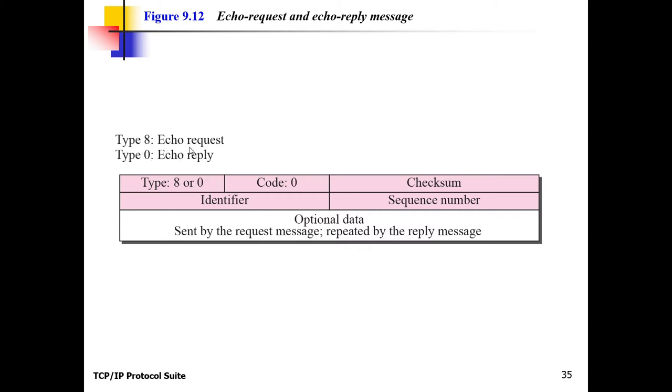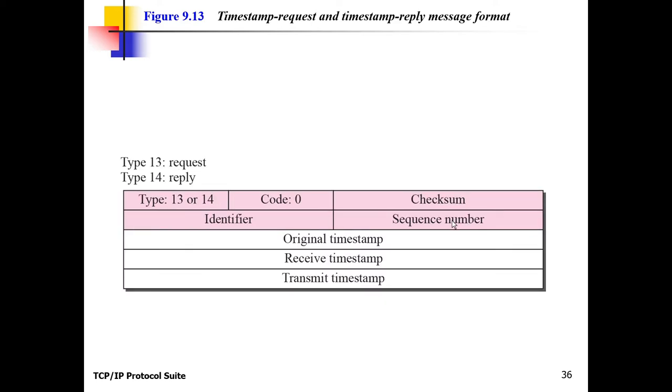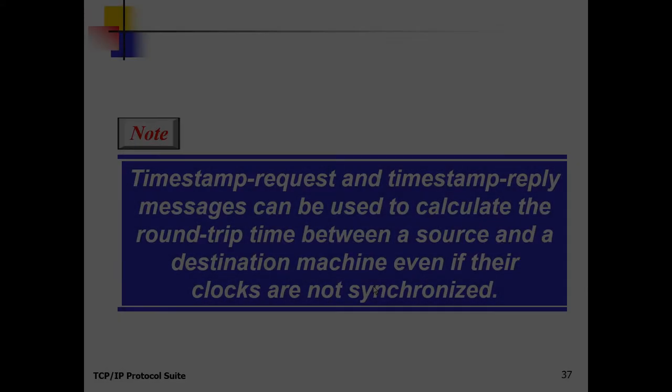So the type is 8 or 0. 8 is for the echo request, and 0 is for the echo reply, all right? And there's an identifier and the sequence number. So sequence number 1, 2, 3, 4, and so on and so forth. Also it could be used for timestamp request and timestamp reply. So here, a request for the timestamp: original timestamp, receive timestamp, and transmit timestamp.